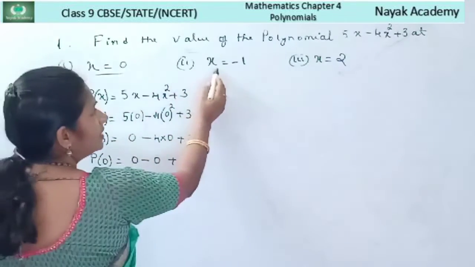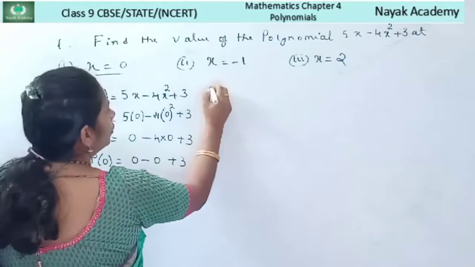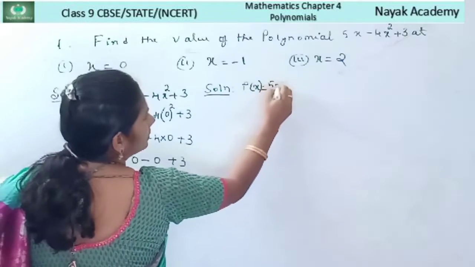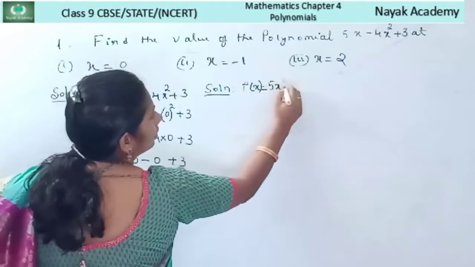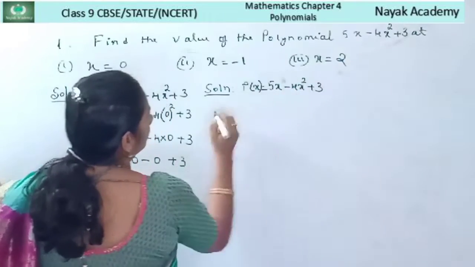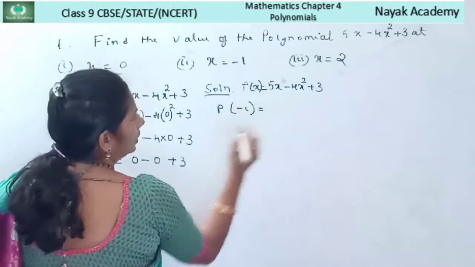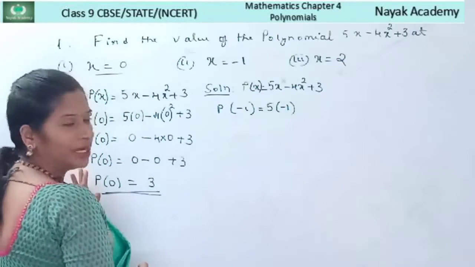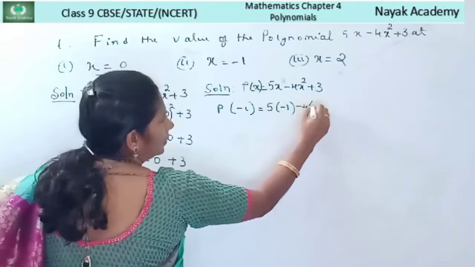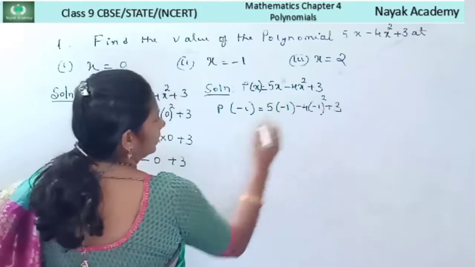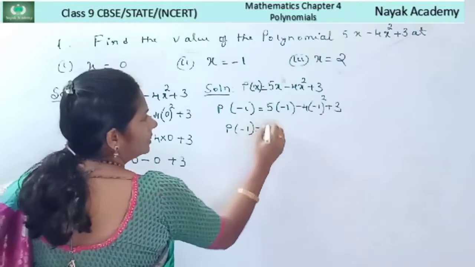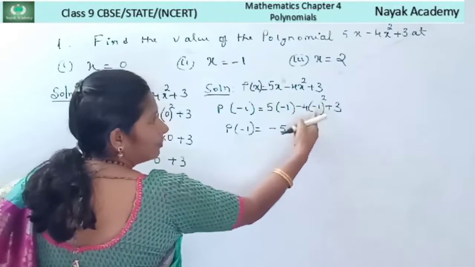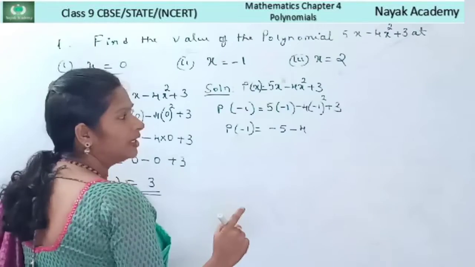Now x is equal to minus 1. So what is the polynomial, children? P of x is equal to 5x minus 4x square plus 3. Now p of minus 1 equal to 5 into minus 1. In place of x we have to substitute the value as minus 1, minus 4 into minus 1 square plus 3. So p of minus 1 value is 5 into minus 1, that is minus 5, minus 4 into minus 1 whole square, that is minus 1 into minus 1.